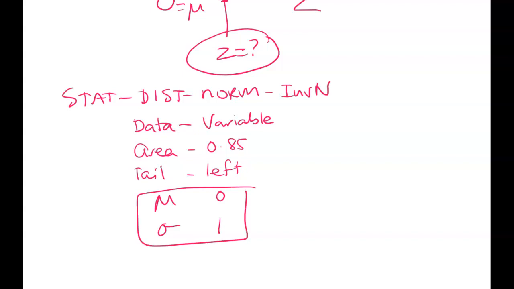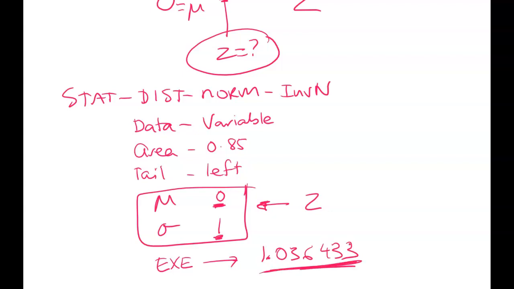Now, students who haven't practiced these questions enough will find that this is one of the places where you get this far and then you come to a blank and you're like, oh, what do I do for mu and sigma? Well, because we're working with Z, the mean is 0 and the standard deviation is 1. Then I hit execute, and the number you get out should be something pretty close to 1.036433. I actually cheated and did this with a spreadsheet instead of my calculator, so it might round a tiny bit differently. So that is my Z value.